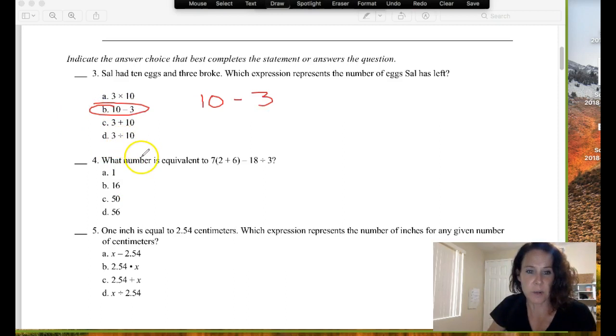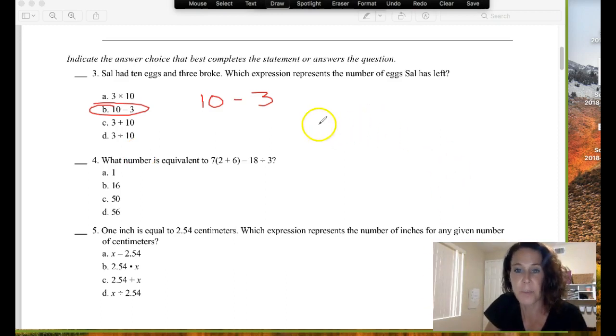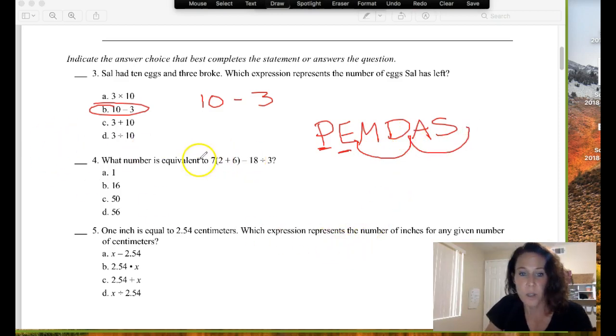All right, let's look at this one. What number is equivalent to 7 times (2 plus 6) minus 18 divided by 3? This is where we need to remember, please excuse my dear Aunt Sally. Order of operations. So we do anything in parentheses first. Then if we have exponents, we do those. We do multiply and divide next from left to right. And then after that, we do add and subtract from left to right. So let's look here. We've got some parentheses, so we need to work those first. We're going to go 2 plus 6 and get 8.